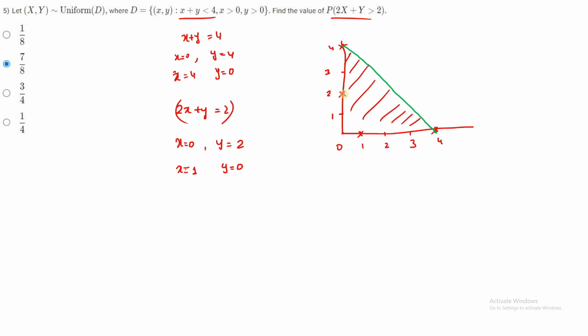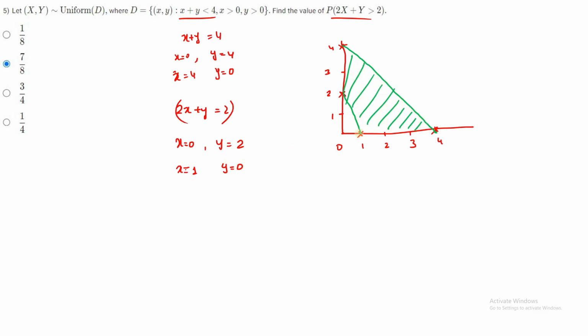Okay, so this is our other line. So what do we have to find out? 2x plus y should be greater than this one. So it means that our point of reference is, we have to find out the probability of this particular region, or the area of this particular region, right? So how to find out this?